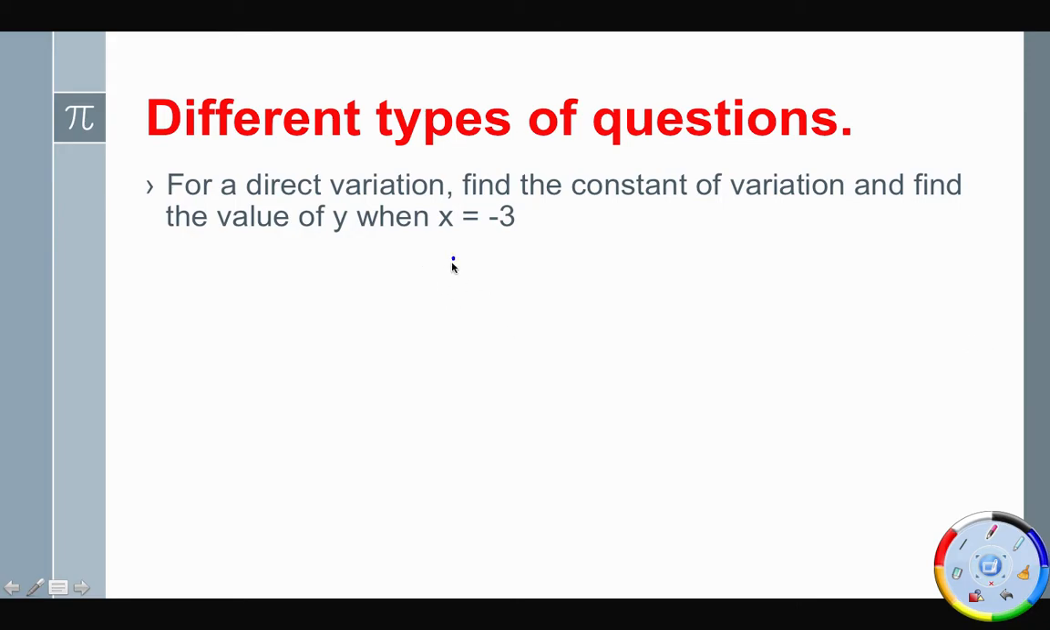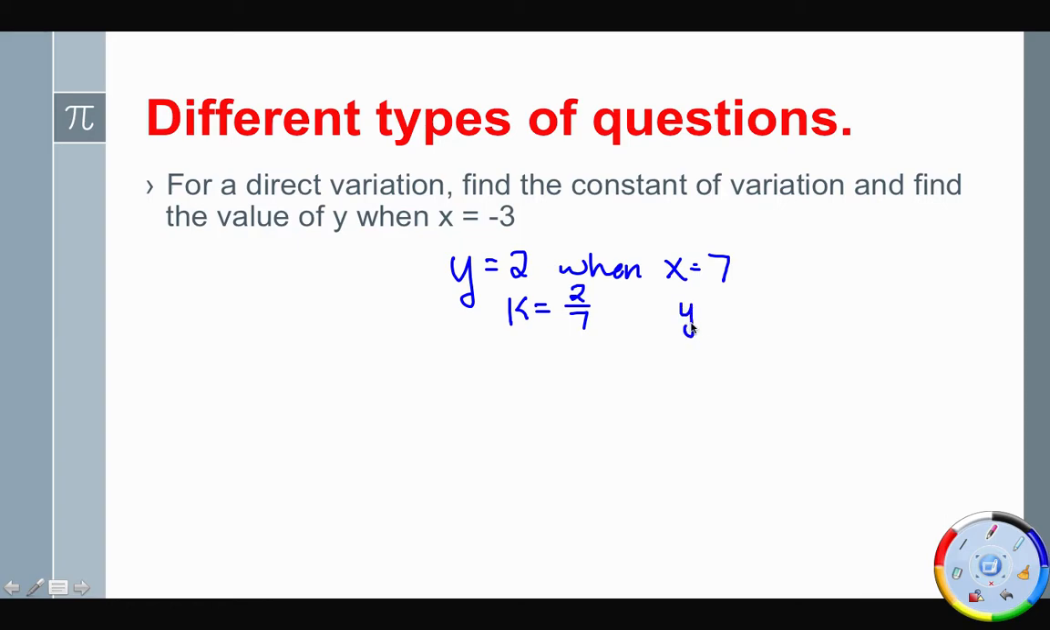So let's say y is equal to 2 when x is equal to 7. So for a direct variation, this being the direct variation, y equals 2 and x is 7, I can find the direct variation here. So I can say the k value is equal to y divided by x.